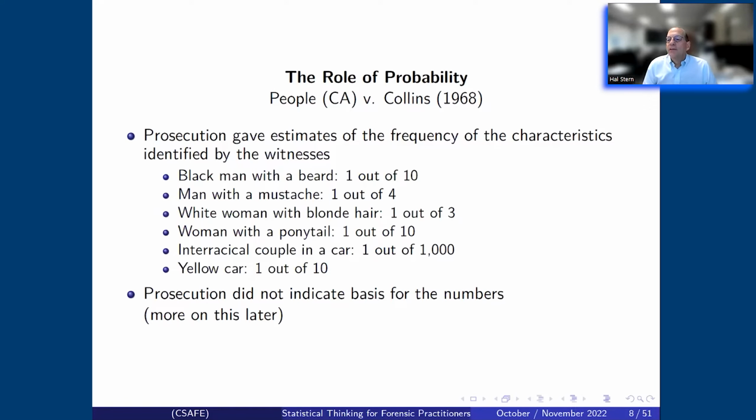During the court case, the prosecutor called as an expert witness a mathematician, and what the prosecutor did is told the mathematician the frequency of the various traits that the eyewitnesses had observed. So that, for example, the chances of seeing a yellow car was 1 out of 10. The chances of seeing a white woman with blonde hair is maybe 1 out of 3. A woman with a ponytail, 1 out of 10, and so on.